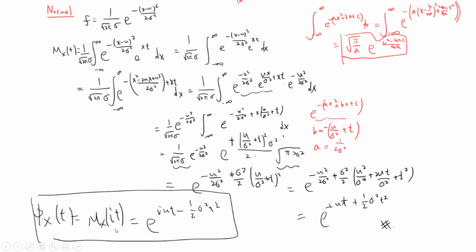Okay, and for the characteristic function, you just plug in it to be t, and you get i mu t minus a half sigma squared t squared. So this is the proof detail of the characteristic function and the moment generating function of the normal distribution.